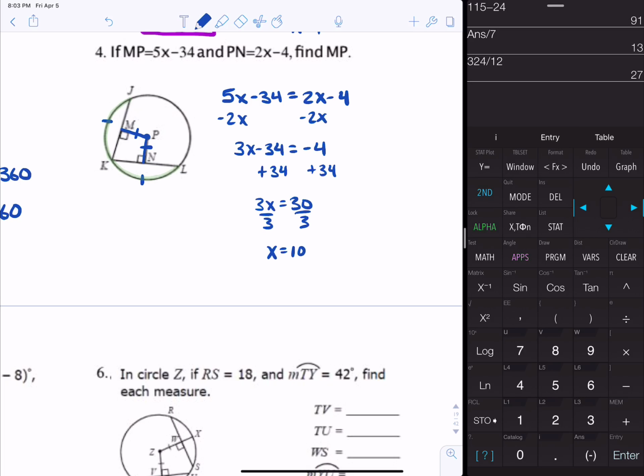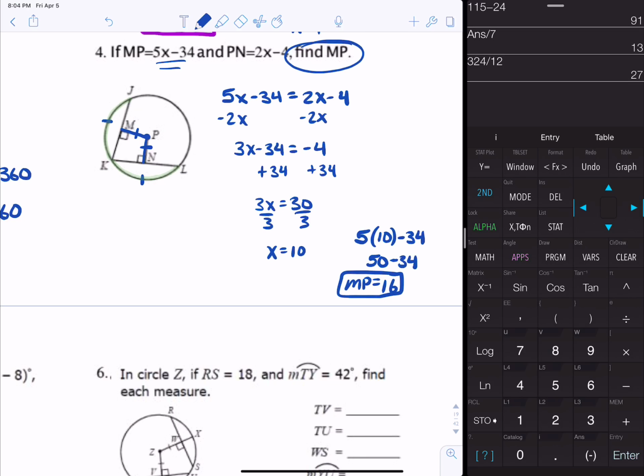So I get x equals 10, but that's not what it wanted. It wanted me to find MP, so I just need to plug it back in. Really, you could plug it back in either one of them because they're equal to each other, but I'm just going to do it in the one that said MP. So 5 times 10 minus 34 will be 50 minus 34, which would be 16.